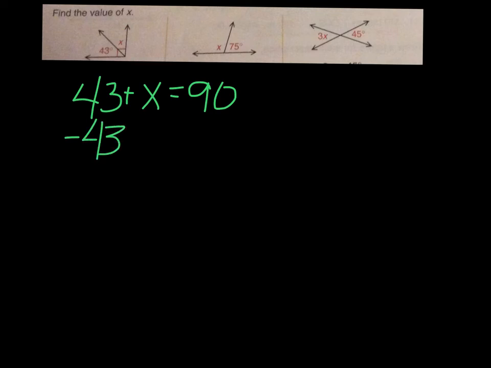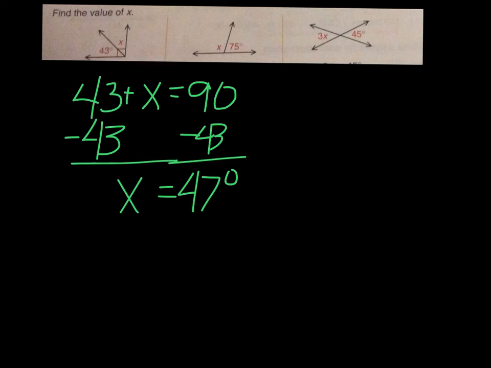All right, for this first one here, we have 43 degrees and we have x. So we need to find out what this is. So if we look here, this is a right angle. I know that's 90 degrees. So I would say 43 plus x equals 90. So then I would solve for that. And I would subtract 43 from this side, and x equals 47 degrees.